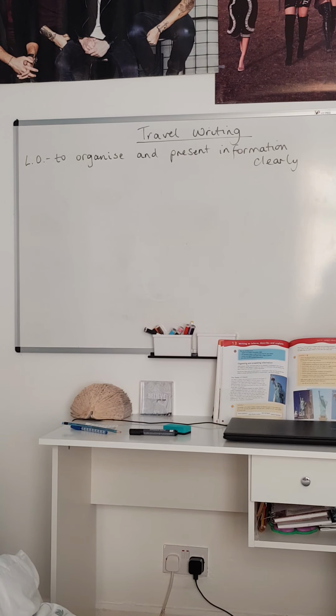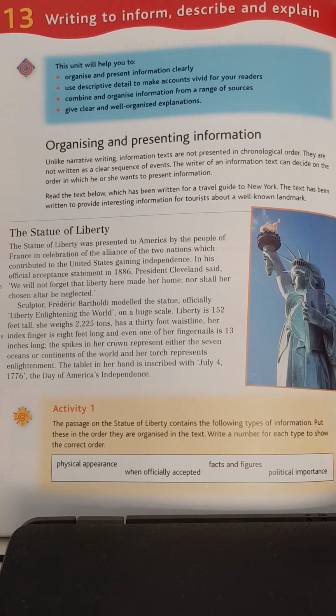So we'll start off with the factual stuff and then we'll move on looking at different types of travel writing and looking at how we can use persuasive techniques using them. So to begin with then, we're going to look at a piece of writing about the Statue of Liberty and do a few different activities looking at how that piece of writing has been organised and how the information has been clearly presented to us. So let's have a read through to begin with.